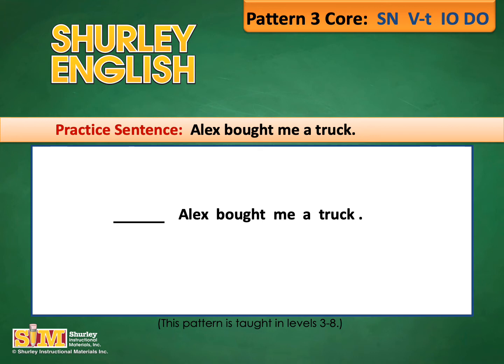Ready? Alex bought me a truck. Who bought me a truck? Alex. Subject noun. What is being said about Alex? Alex bought. Verb. Alex bought what? Truck. Verify the noun. Does truck mean the same thing as Alex? No. Truck. Direct object. Bought. Verb transitive. Alex bought truck for whom?